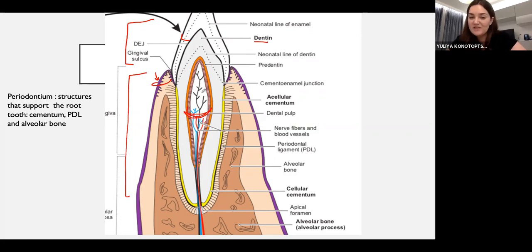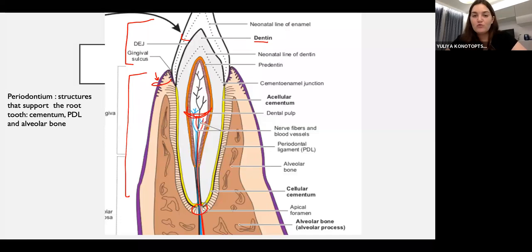How do those blood vessels and nerve fibers get into the dental pulp? Through the apical foramen. Maybe you have learned it last semester, maybe you have not, it doesn't matter, just know it right now, that apical foramen is present in each tooth. For each tooth, there is the apical foramen.